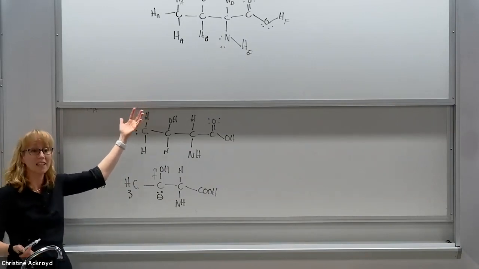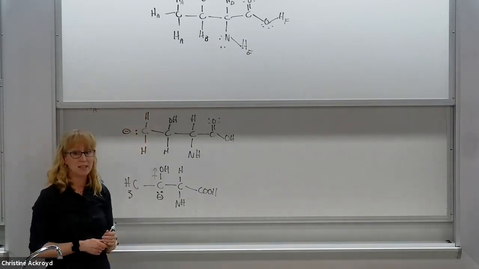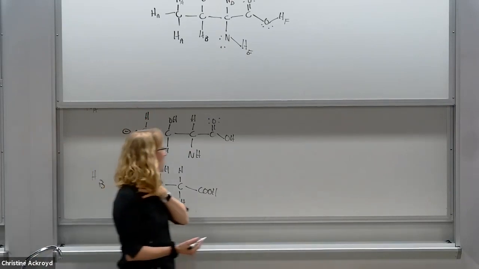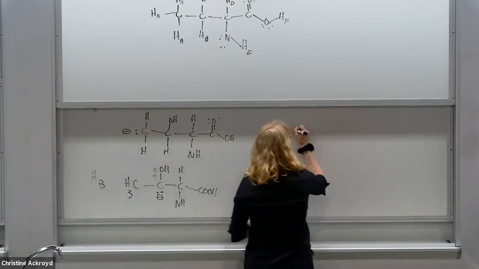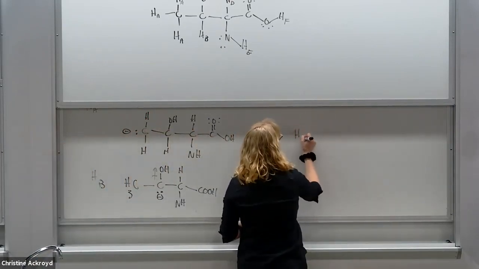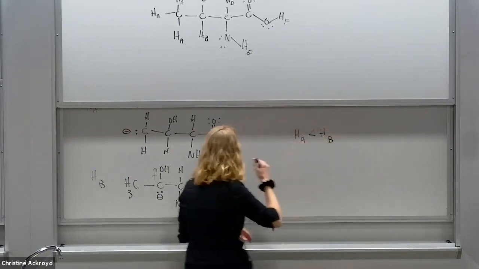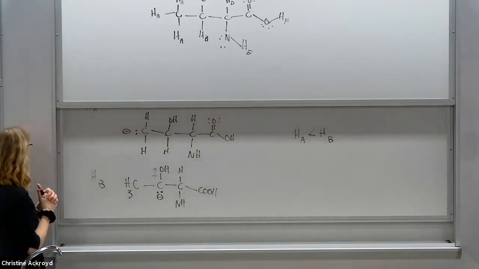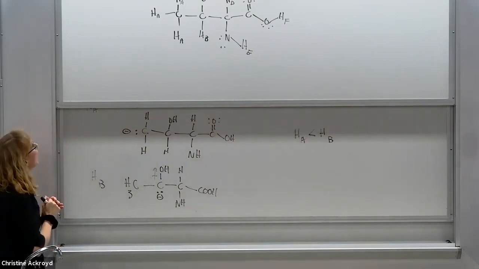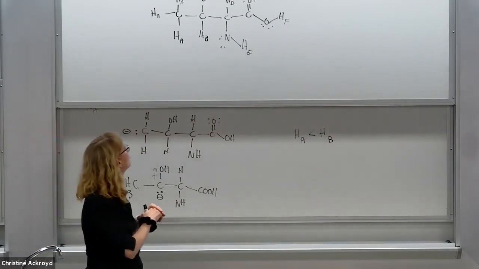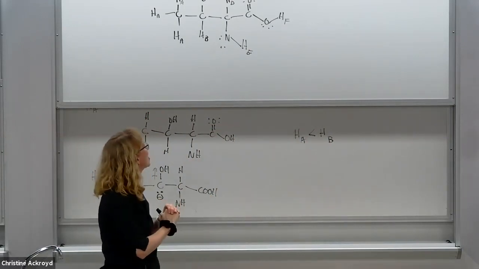So what does that say about the acidity of hydrogen B? It's more acidic, right? So if we're ranking, we can say proton A is less acidic than proton B, right? All right. How about proton D?